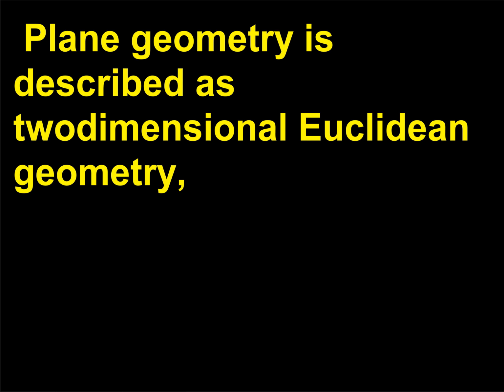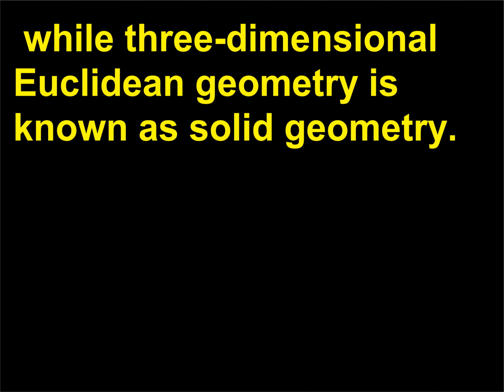Plane geometry is described as two-dimensional Euclidean geometry, while three-dimensional Euclidean geometry is known as solid geometry.